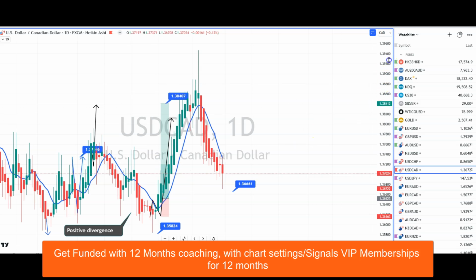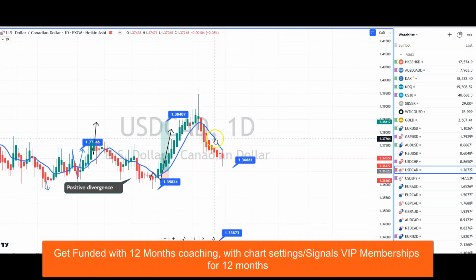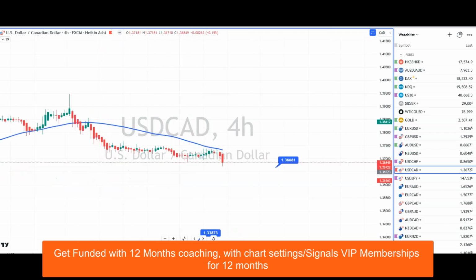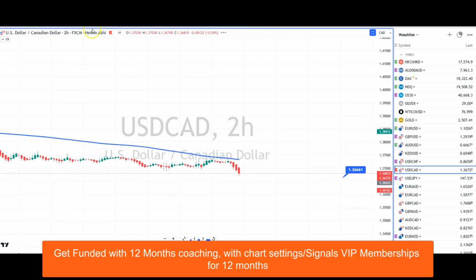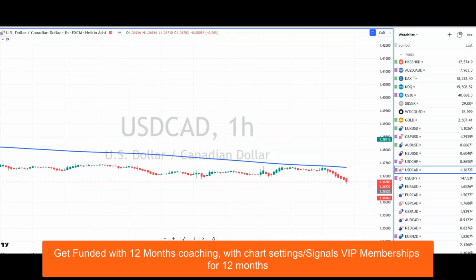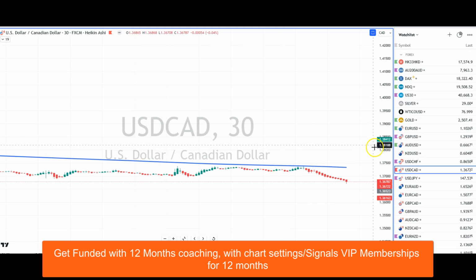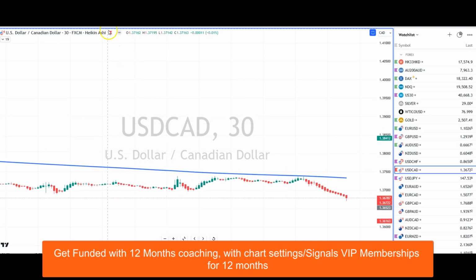So let's do this. This is the daily on the US Canadian. Daily on the US Canadian, 4-hour on the US Canadian, 1 hour. So you can choose your time frame. Doesn't matter if you go on the 30-minute chart. Doesn't matter at all.